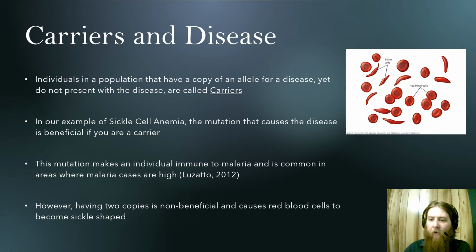If you're a carrier, you are immune to malaria, and this mutation arose and is very common in areas where malaria numbers are high. However, having 2 copies is non-beneficial, and you get these sickle cell blood cells up on this picture above me. Those are not as good at carrying oxygen, and that's a big detriment to a large organism like a human who has a very high oxygen requirement.